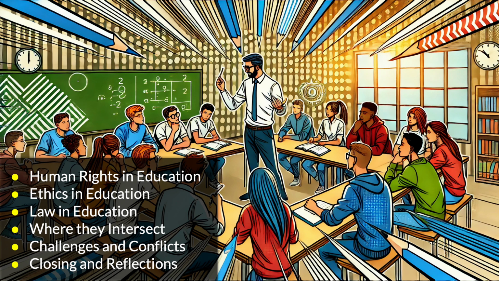3. Law in education. We'll then review the formal laws, rules, and regulations that govern education, including key legal protections for students. 4. Where they intersect. We'll examine how human rights, ethics, and the law overlap and where conflicts can arise between these elements. 5. Challenges and conflicts. Finally, we'll look at real-life examples, such as zero-tolerance policies, where legal requirements might conflict with ethical considerations. 6. Closing and reflections.